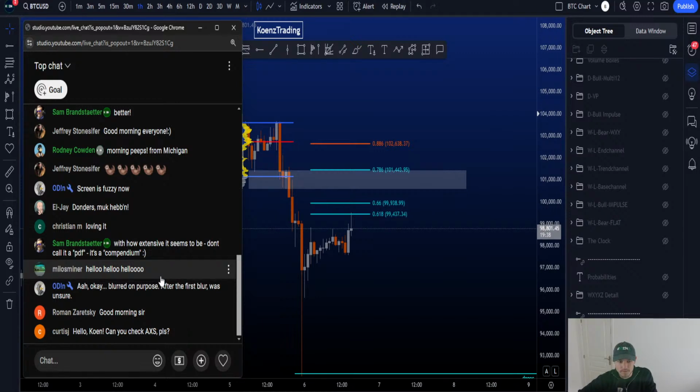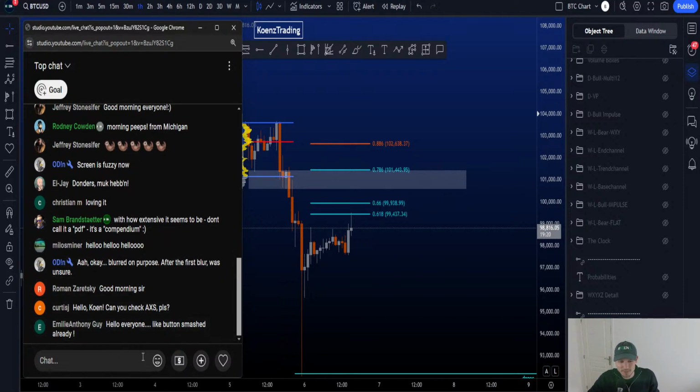Blurred on purpose after the first blur. Yeah, the blur was on purpose. Oh man, I can't deny it. I look forward to it being published. It's a lot, so I'm sure many will enjoy that. And I need to think about how we call it. How do we call it?